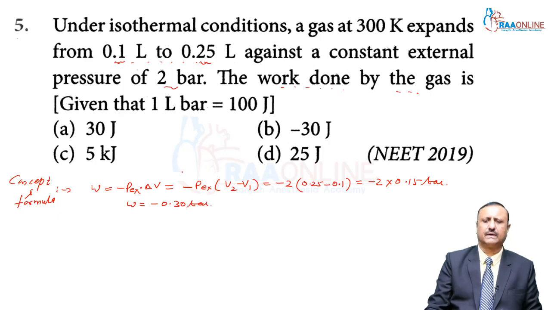And here you can see your question is asked in joule or kilojoule. So you multiply by 100, because here 1 liter bar is equal to 100 joule. When you multiply by 100, you get minus 30 joule, because the minus sign is retained.